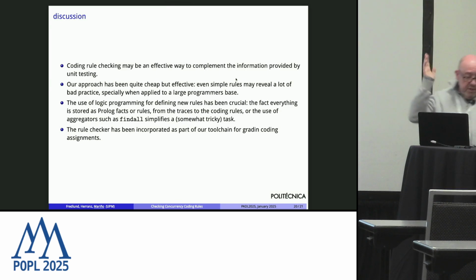Okay, so basically the good conclusion is that this kind of behavioral rule checking is an effective way of complementing the information that unit tests provide, right? Because sometimes you don't know what is the actual cause of the error. This is very cheap. I mean, we didn't have to do a lot of things. Byteman produces just events that can be written onto a file. We use Prolog as a fact database, and then we define the rules very declaratively by traversing the event database using Prolog rules. This has been relatively simple, and we have incorporated this as an essential tool for grading the submissions.